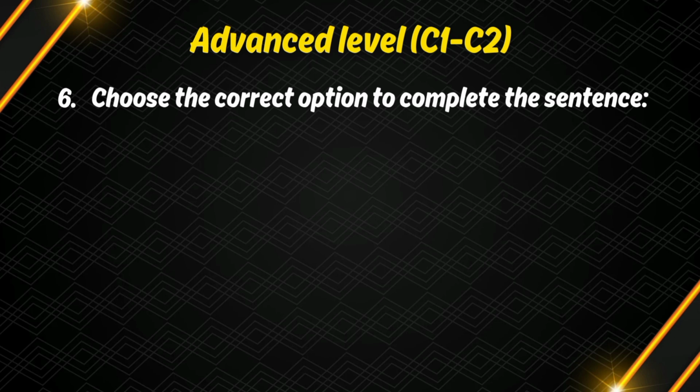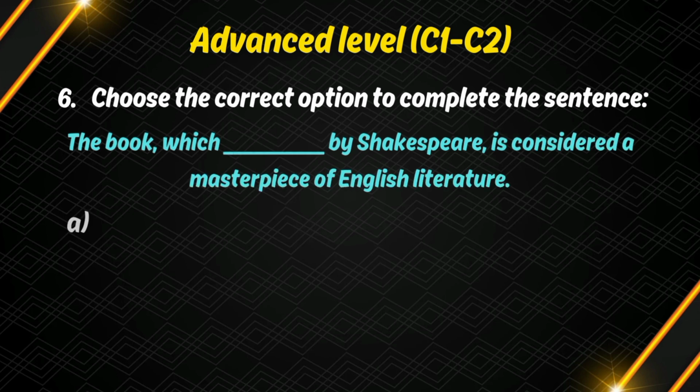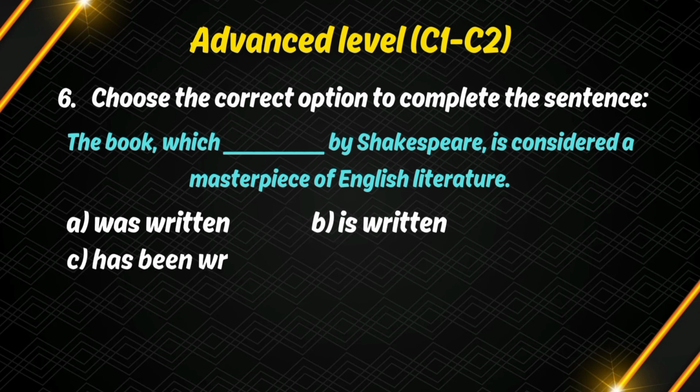6. Choose the correct option to complete the sentence. The book which, by Shakespeare, is considered a masterpiece of English literature. A. Was written. B. Is written. C. Has been written. D. Had been written.